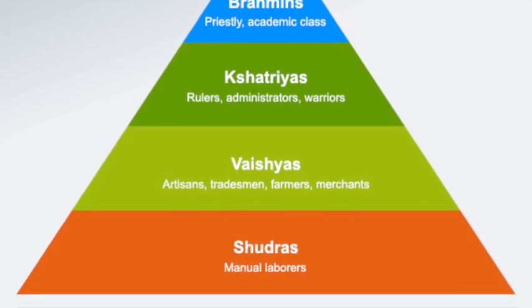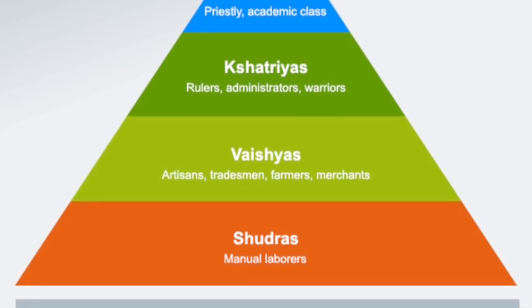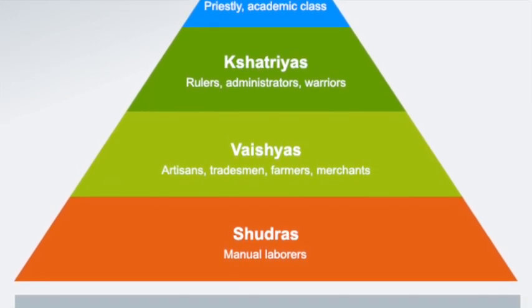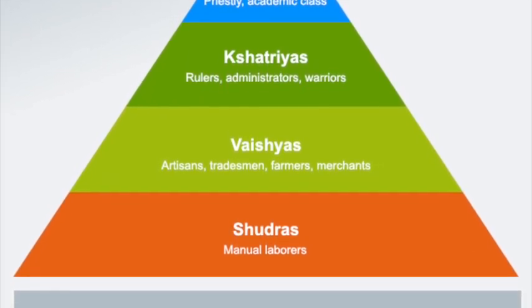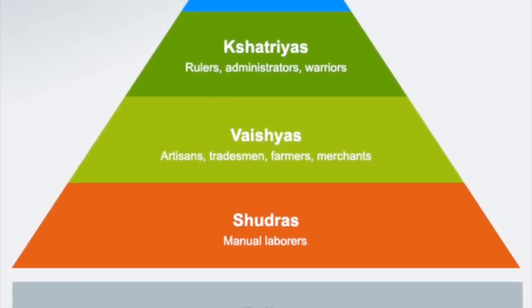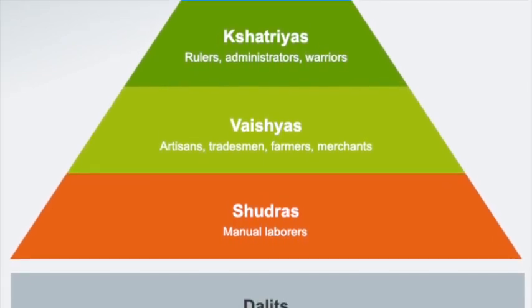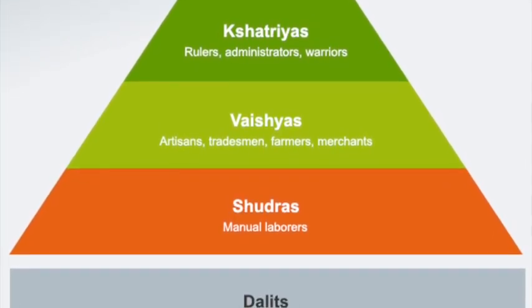Below the Kshatriyas are the Vaishyas. The Vaishyas are the farmers, the traders, the merchants, and the artisans. This group is the skillful producers of material things, and in our society today, they would be the merchants. And the lowest group of the caste, the Shudras.